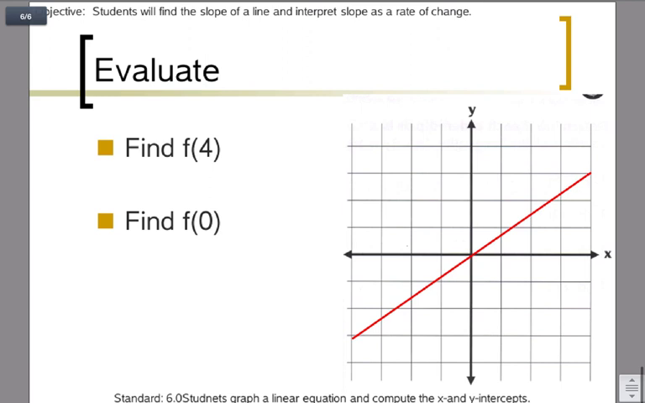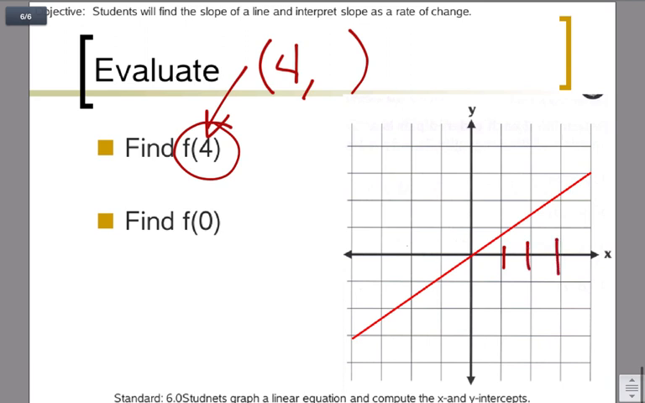And finally, you'll see some on the graph, on a grid. It says find f of 4. Well, what that means is the x value is 4. What's the y value that goes with that? So you go on your graph and you count 1, 2, 3, 4. And then you go up and you see what your point is. The point goes right there. So the y value then is 1, 2, 3.